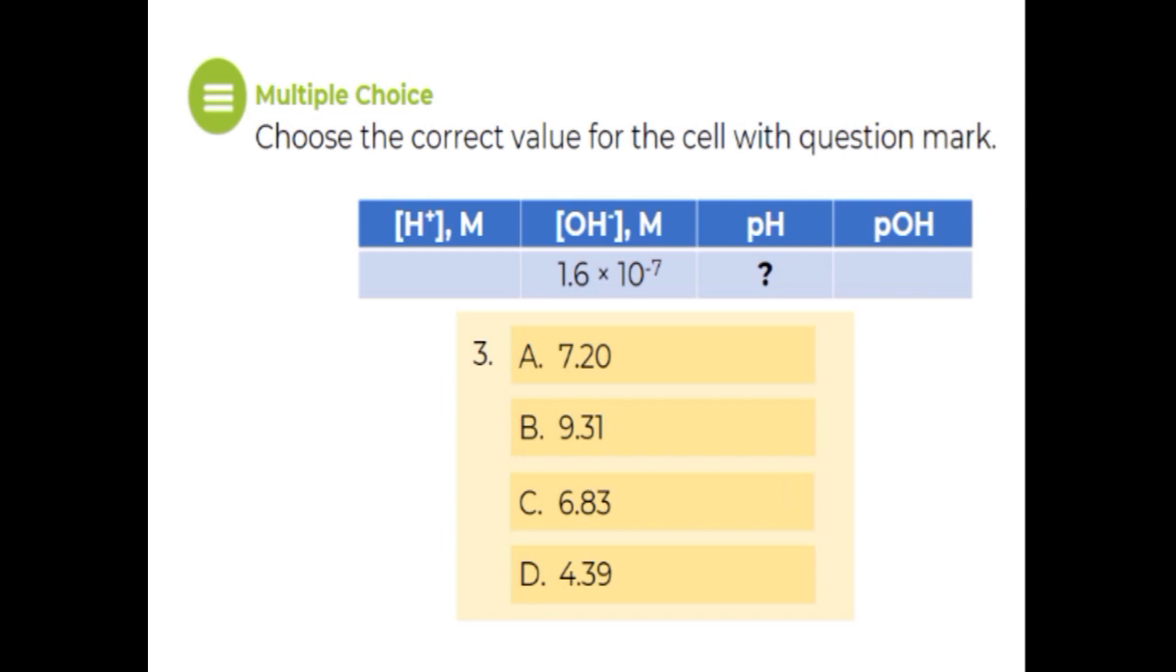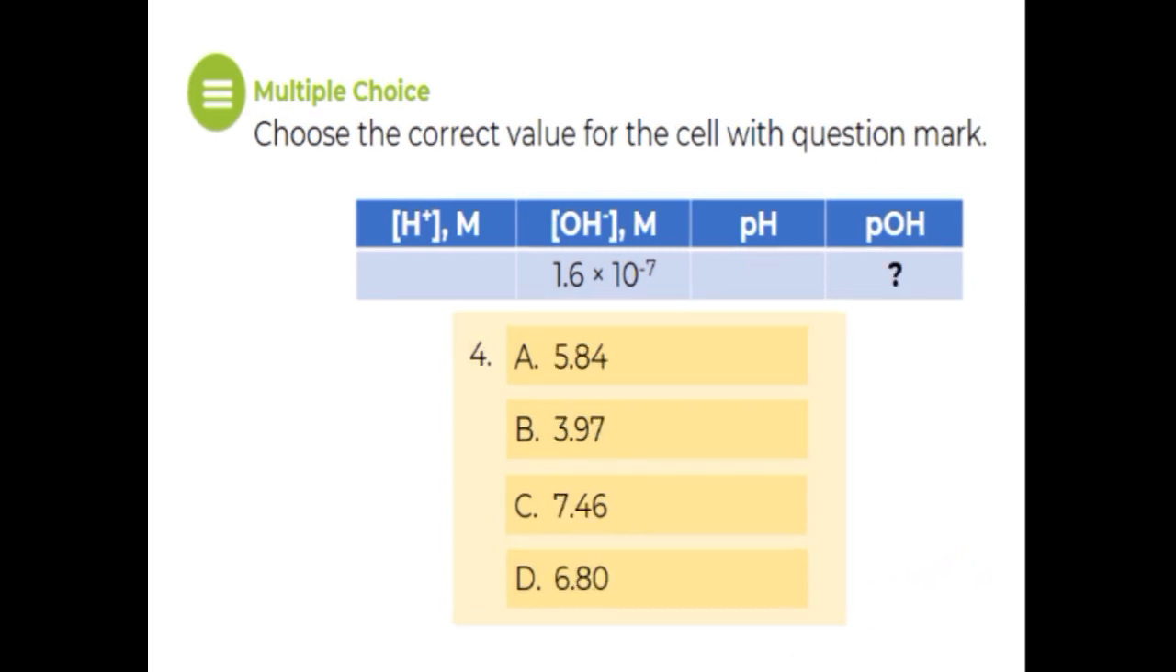Number 3. Choose the correct value for the cell with question mark. A. 7.20. B. 9.31. C. 6.83. Or letter D. 4.39. Number 4. Choose the correct value for the cell with question mark. A. 5.84. B. 3.97. C. 7.46. Or letter D. 6.80.